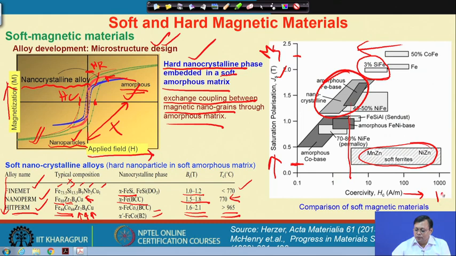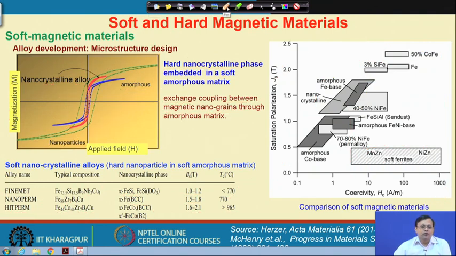So, this is the 10 to the power 3 ampere per meter. So, this is the limit of the soft magnetic materials actually. So, cobalt iron has a very high saturation polarization and a very high coercivity value. So, the aim of the development is this side, where the amorphous based alloys with nanocrystalline phase inside is one of the very important soft magnetic materials with these 3 series of Finemet, Nanoperm and Heatperm alloys.